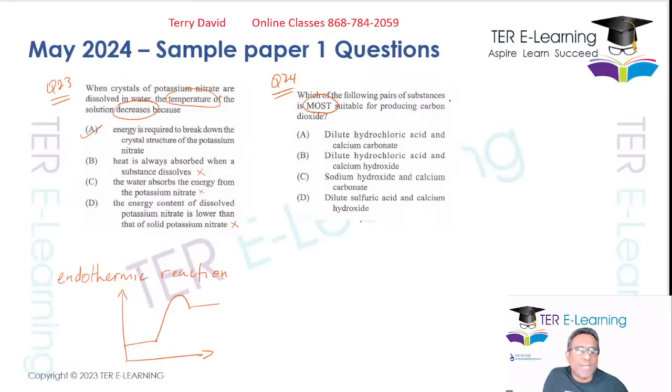So if you want to produce carbon dioxide, the typical method we use for preparing carbon dioxide is to take hydrochloric acid and react it with calcium carbonate, right? So when you take an acid and you react it with a carbonate, you get a salt, you get water, and you get carbon dioxide. So the answer is E.